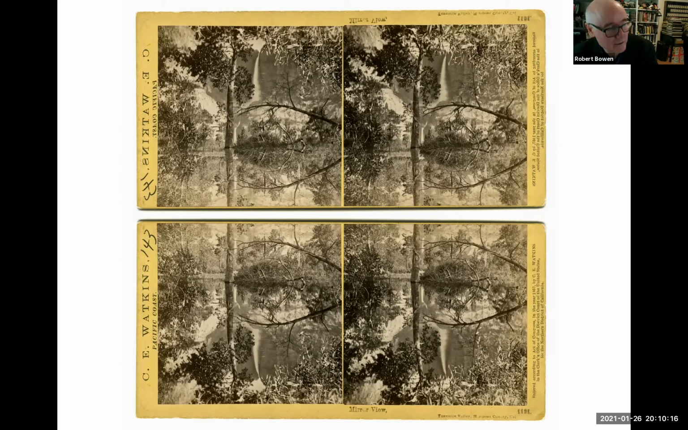But he also made a relatively large series of mirror views in Yosemite. And these views work equally well upside down and right side up. So like Duchamp, it's a kind of reversible figure. And it's also a kind of crystal view of mirror reflections, okay? You can see the falls reflected in the water. It's a spectacular image.